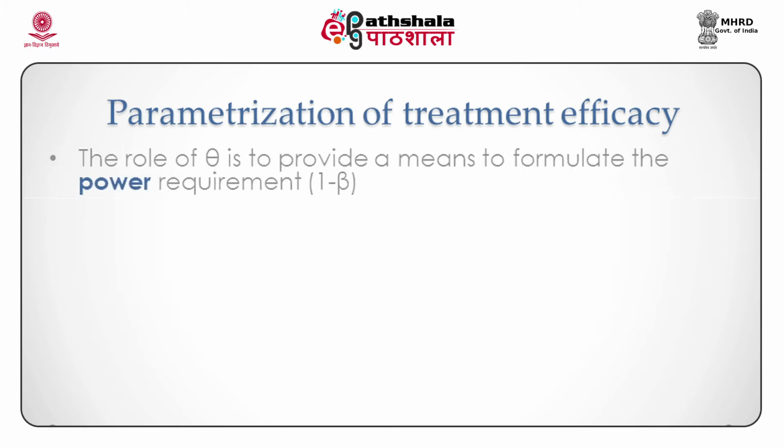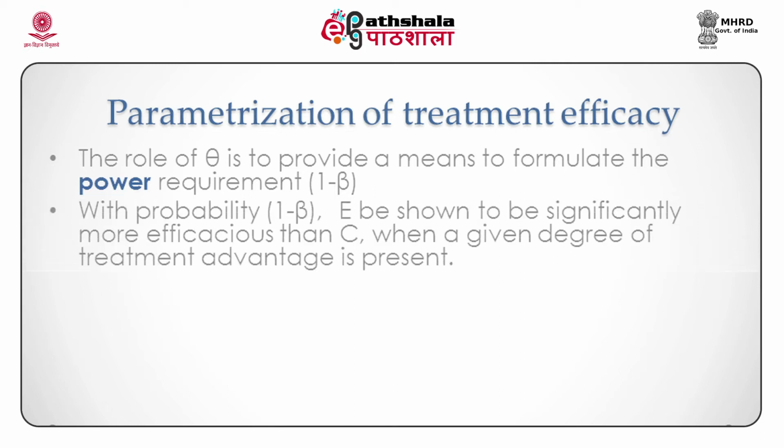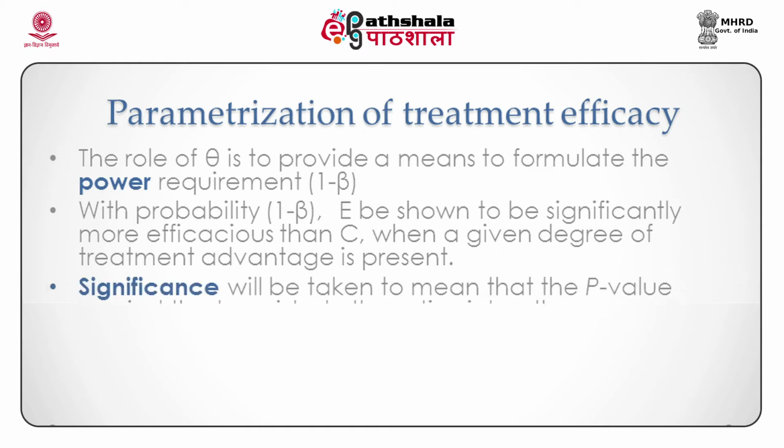So we shall assume that we need to satisfy a power requirement 1 minus beta for some pre-specified beta. That is, with probability 1 minus beta, E will be shown to be significantly more efficacious than C, assuming that there is a real difference in the treatment advantage. Significance will mean that the p-value against the two-sided alternative is less than alpha for some pre-specified alpha.